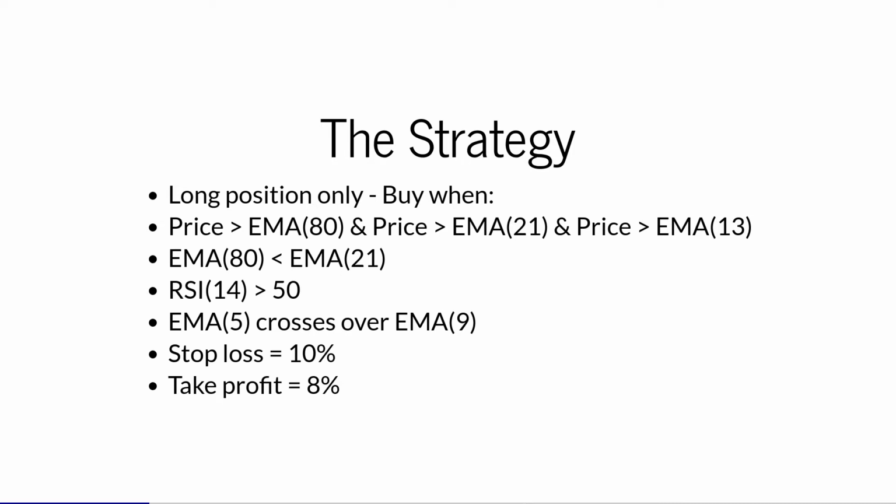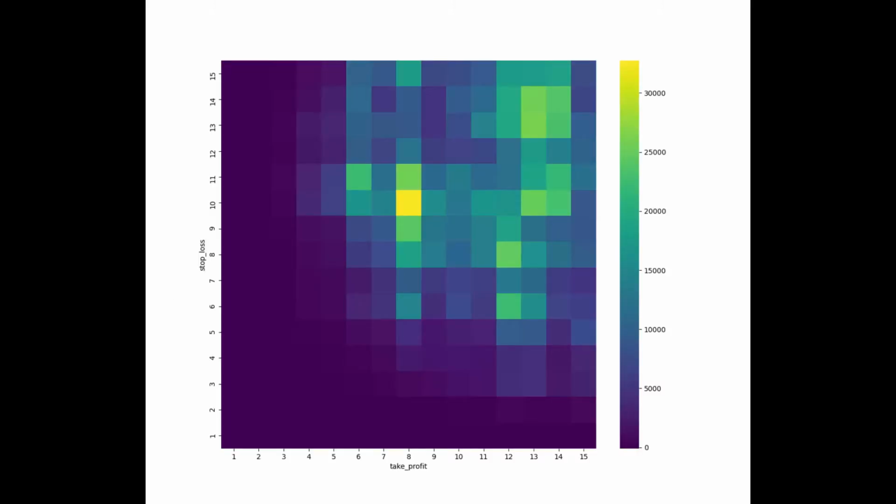EMA 13, and EMA 80 is less than EMA 21, and RSI 14 period is over 50. The buy signal comes when EMA 5 crosses over EMA 9. Stop loss is set to 10% and take profit to 8%. The EMA crossover periods and stop loss and take profit targets came from the optimization results.